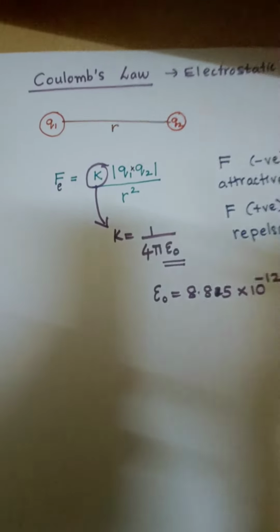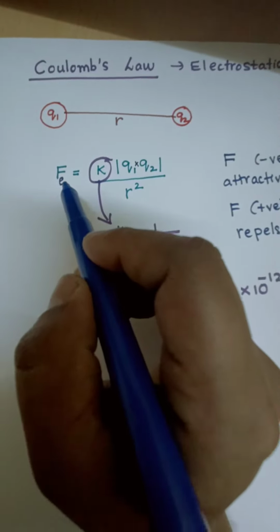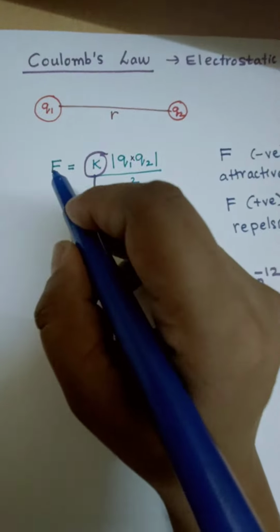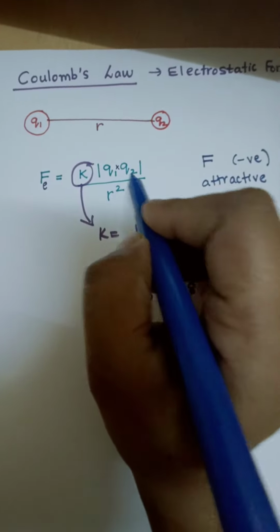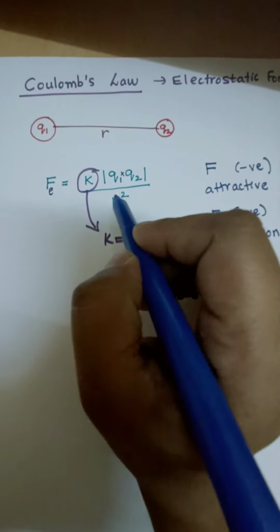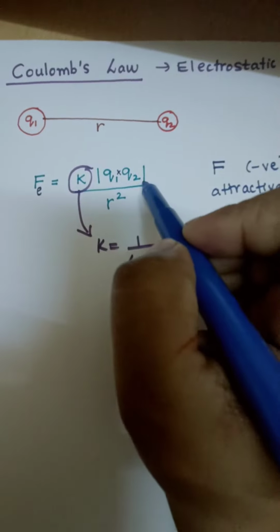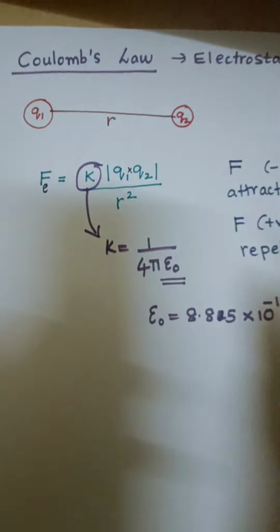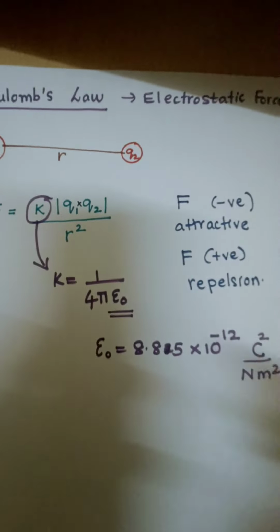To calculate that force, we use this equation: Fe, which is the electrostatic force. You can simply use F also, no problem. F equals K times the magnitude of Q1 times Q2, divided by r square. These two lines mean magnitude, so if you are taking the magnitude, there is no need to take the positive or negative sign of the charge. Even if you take the sign, there is no problem.